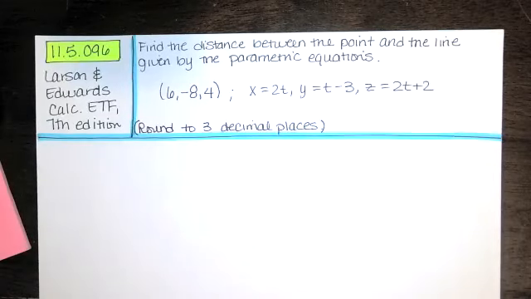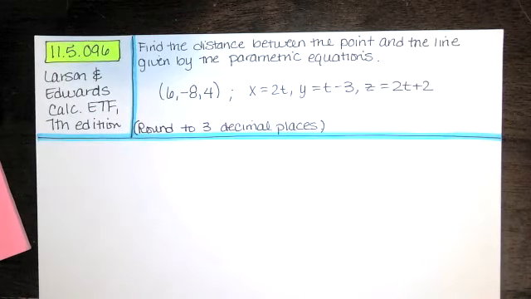In this video, we solve problem 11.5.096 from the Larson and Edwards Calculus Early Transcendental Functions text, 7th edition. We're asked to find the distance between the point and the line given by the parametric equations, and then we're asked to round our answer to 3 decimal places.